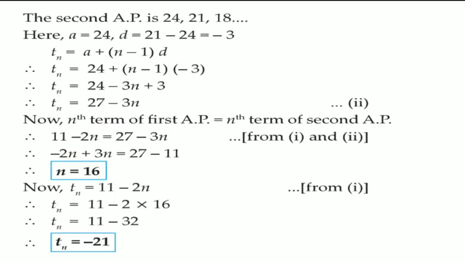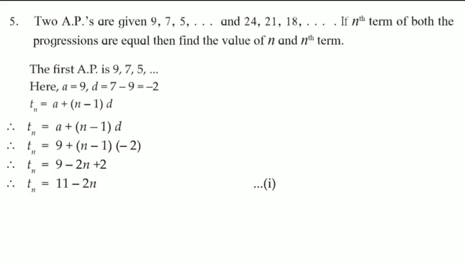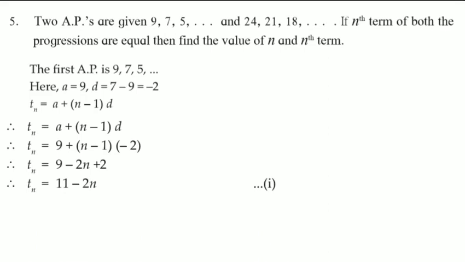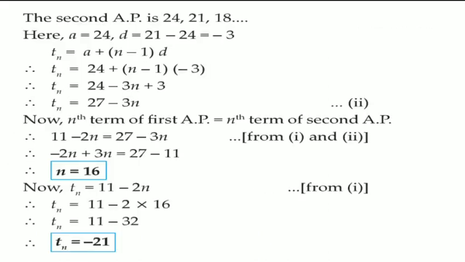Now you can see that the first equation gives the value of Tn for the first AP, and the second equation gives the value of Tn for the second AP. But what is told in the question, please see. The nth term of both the progressions are equal. So from 1 and 2 we can write down those terms on both sides of the equations. So now nth term of the first AP is equal to nth term of the second AP, that is, Tn for the first AP is the same as Tn for the second AP.